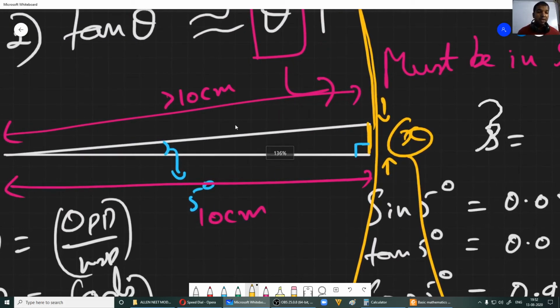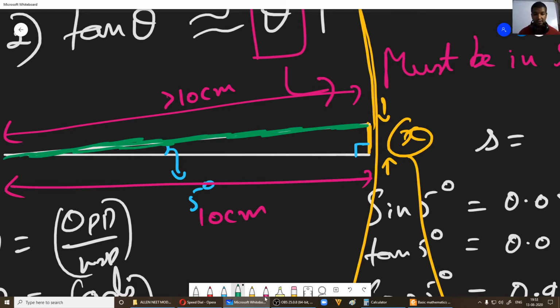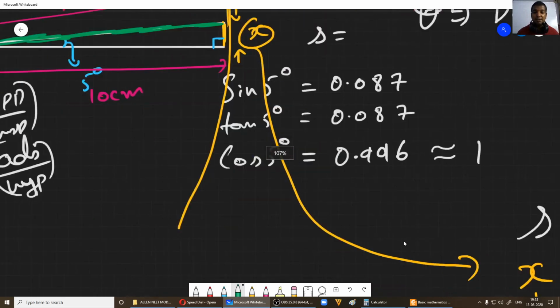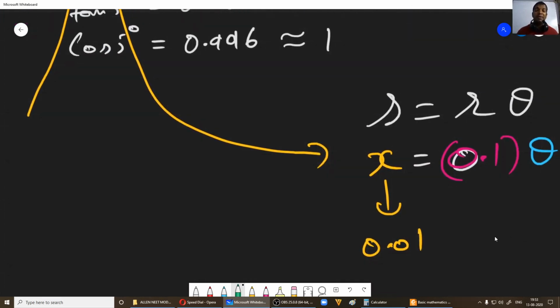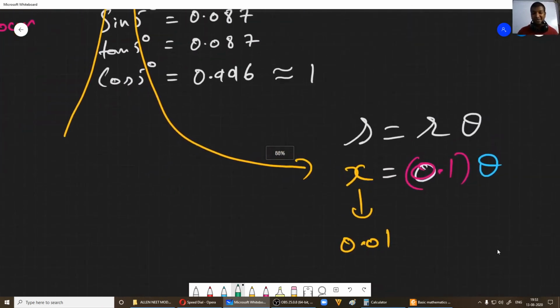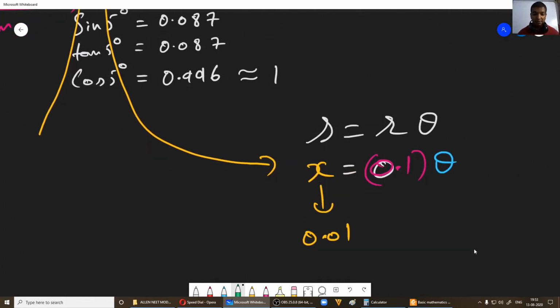We are not considering the exact measurements here, as I told you. The upper one is actually the hypotenuse. I have told you that it is greater than 10 centimeters. The green one is the hypotenuse of this right angle triangle. So what are the angles? 5, 90 and 85, those are the angles. But I told you to approximate the length of that green line to be 10 centimeter, so that you'll be able to use this formula, S is equal to r theta.